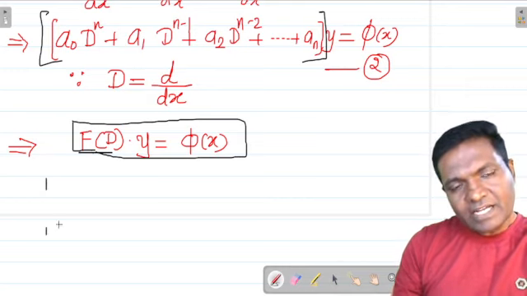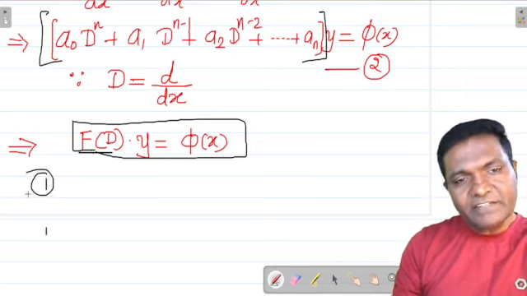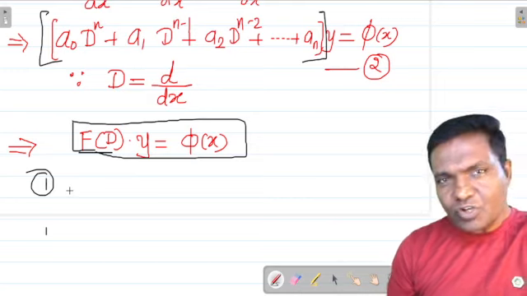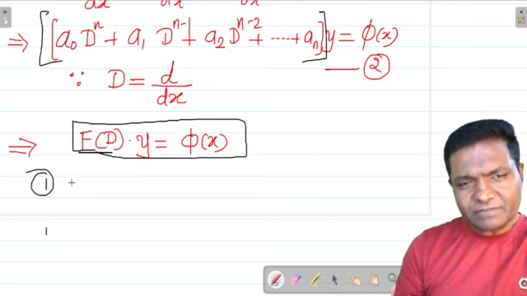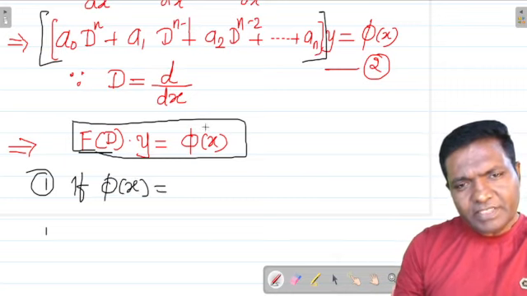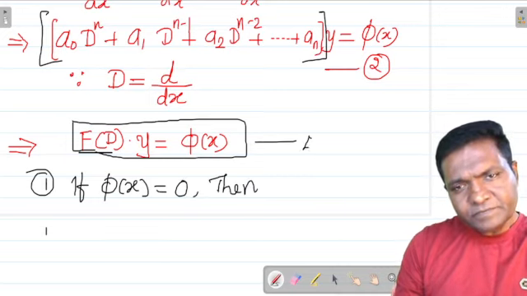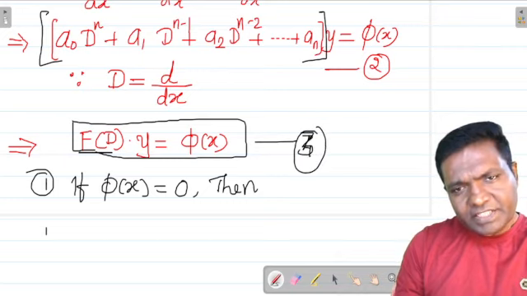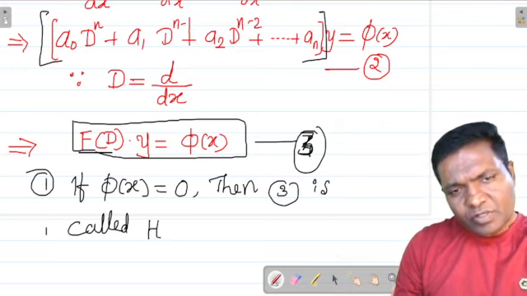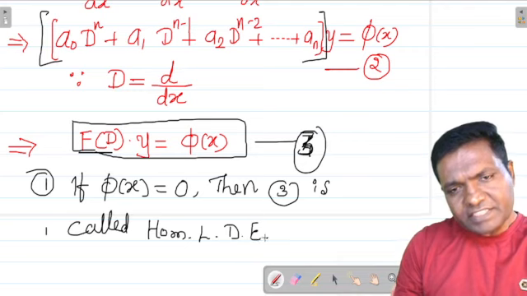And now we come across two types of linear differential equation. One is homogeneous linear differential equation and another is non-homogeneous linear differential equation. So if the right hand side function is 0, means if phi of x is 0, then this equation 3 is called homogeneous linear differential equation.